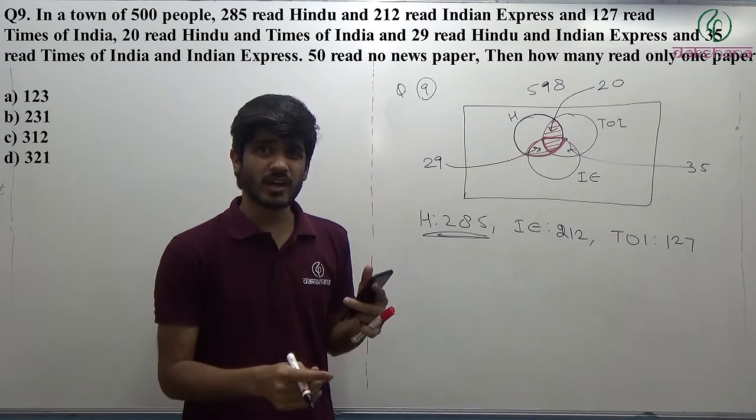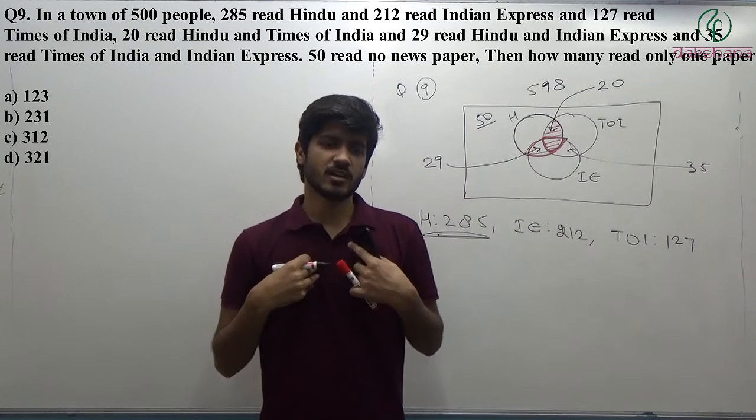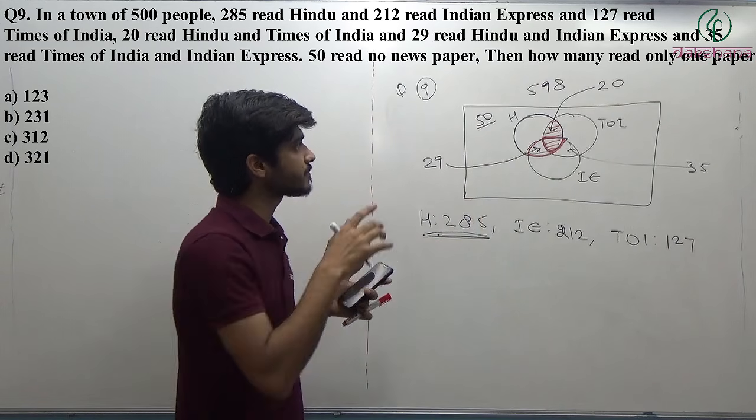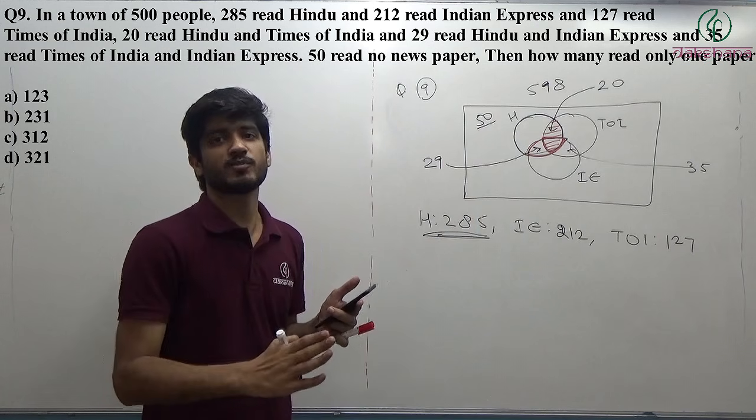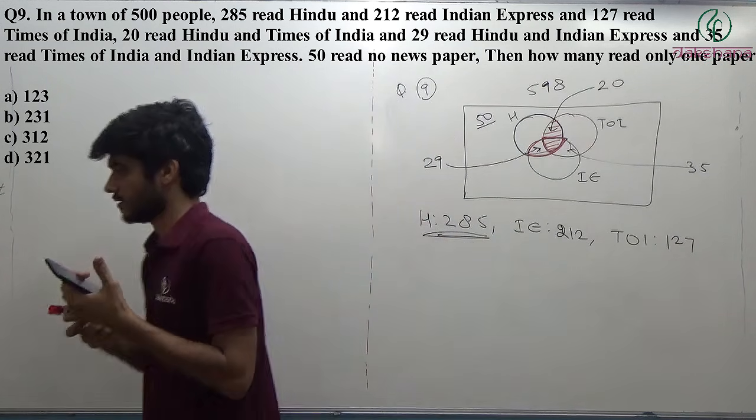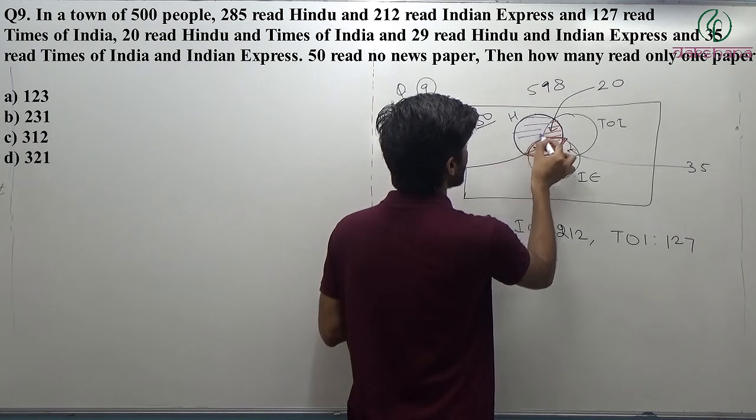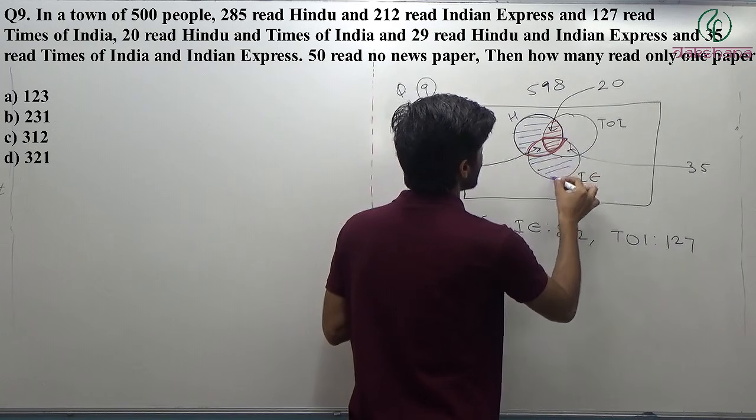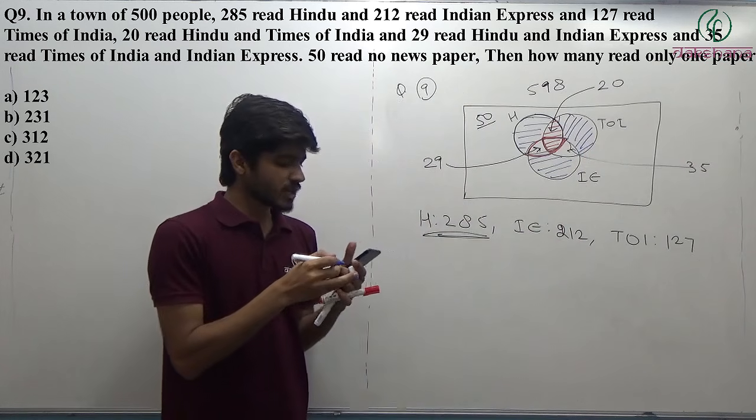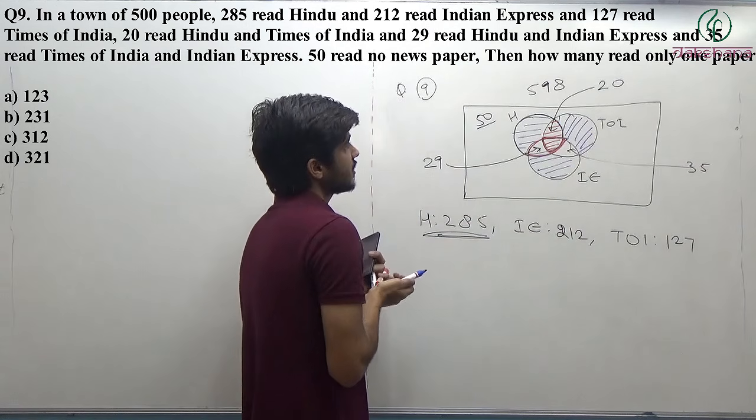Okay, this is the information that we have. And there are 50 people who do not read any newspaper. So basically those are like me. So there are 50 guys. Now we have to find out the people who are exactly reading one newspaper. Exactly one. It means you have to find this. This blue section is the section where people are reading just one kind of newspaper.